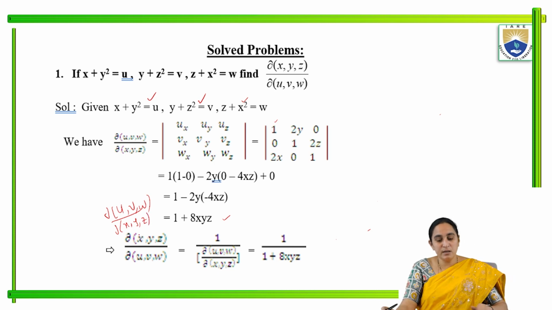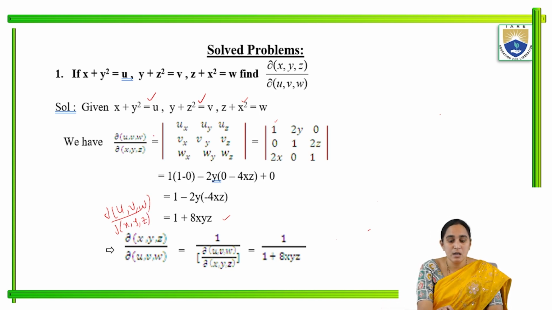If you want to know why I am taking this value here, observe the functions: uvw are in terms of xyz, but here the question is xyz in terms of uvw. For that, first I am finding dou of uvw by dou of xyz value, that means uvw I am differentiating with respect to xyz directly. That value is 1 plus 8xyz.